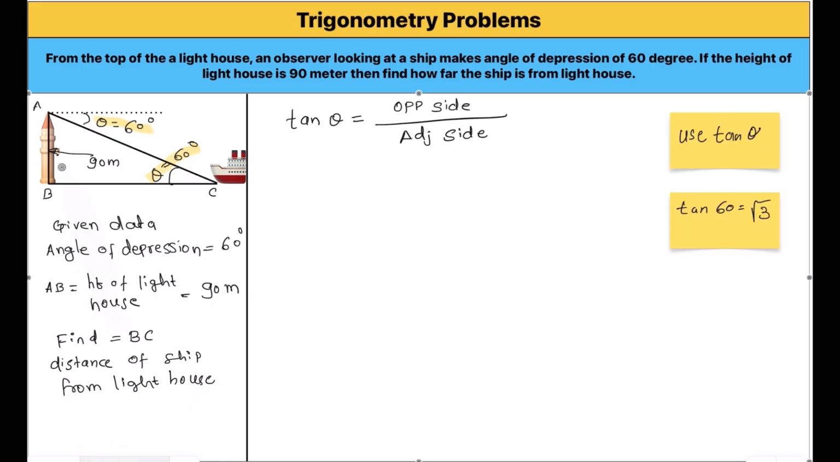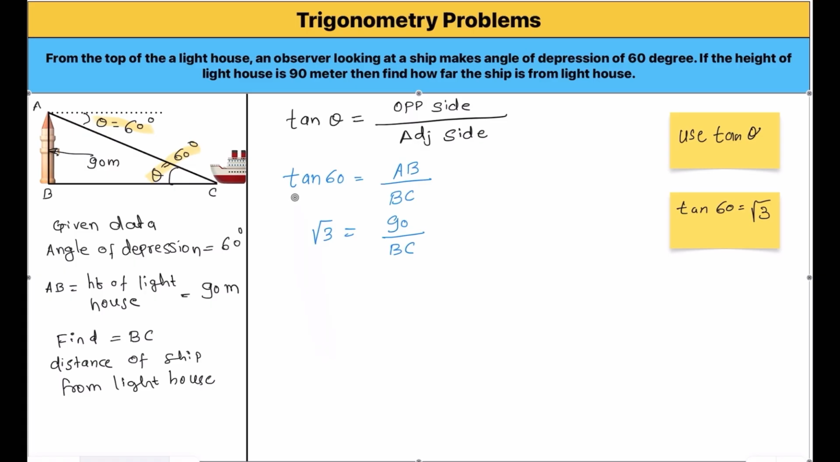We can use tan theta, which is opposite side upon adjacent side. So we have to use tan 60, because theta is 60, and the tan 60 value is square root of 3. Pause the video here and try to solve further on your own. Otherwise, the answer will be given. If you were able to solve, very good.